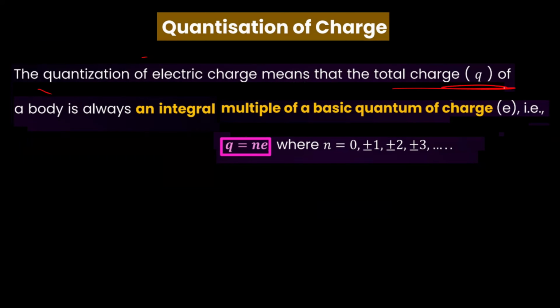Quantization of charge, as we have already discussed, means the total charge Q of the body is always an integral multiple of the basic quantum of charge, that is Q is equal to NE, where N is equal to 0, plus minus 1, plus minus 2, plus minus 3, and so on.